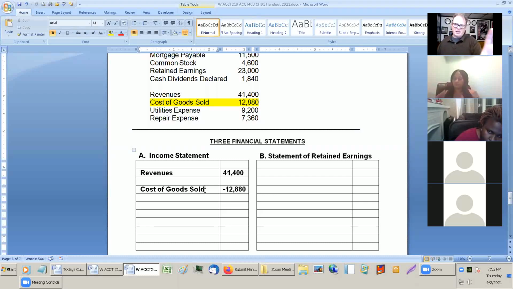It's those things that have sold. Now, it's good. We want to sell them, but we have to take those and say, look, we don't have that anymore. So cost of goods sold is going to be a negative. And then the utilities expense and repairs expense.